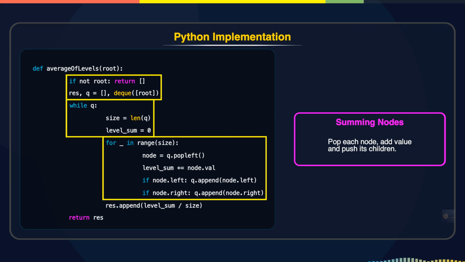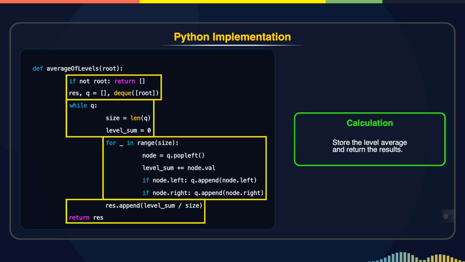We pop the leftmost node, add its value to level sum, and if it has a left or right child, we append them to the queue. After the for loop, we calculate the average by dividing level sum by level size, and append it to our result. Finally, we return the result array.